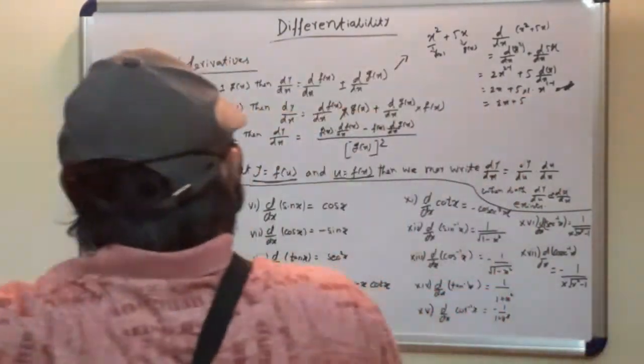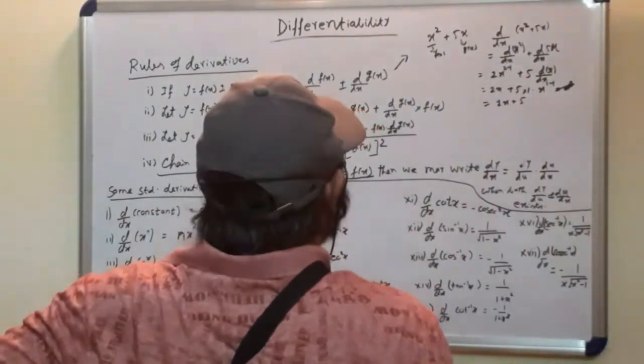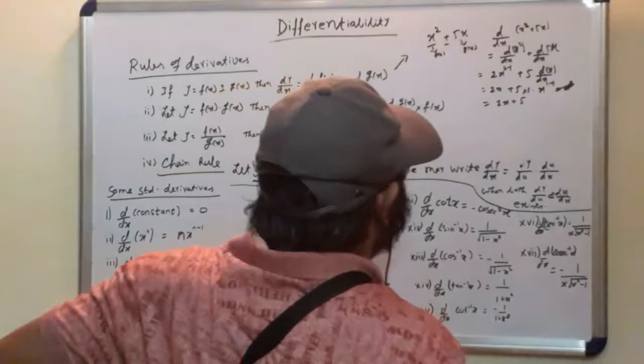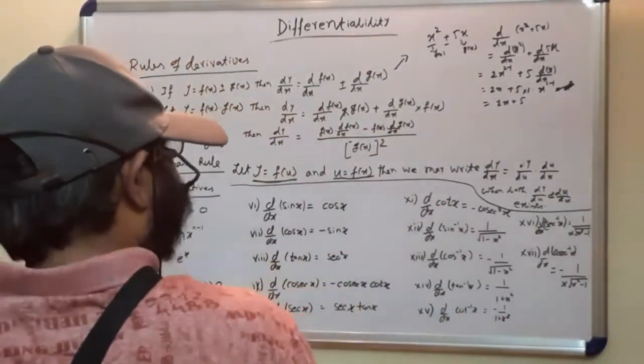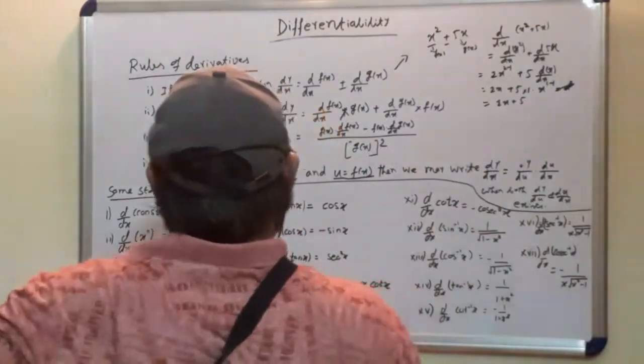Now if we take the minus of this function, that is if instead of x square plus 5x we go for x square minus 5x, then you can find the derivative in a similar way.